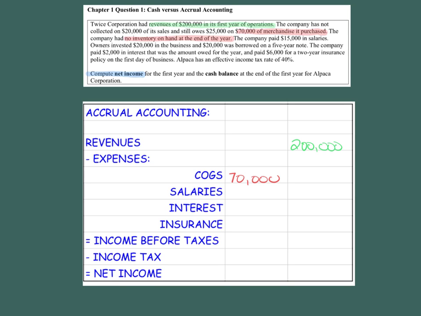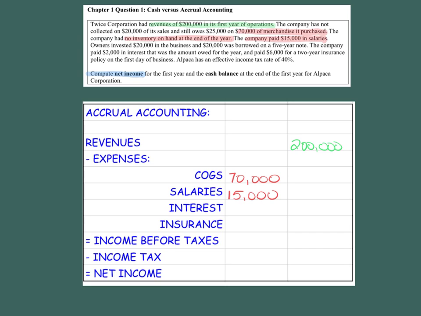Next, we see the company paid $15,000 in salaries. That will be another expense. Then we have the owners invested $20,000 in the business and $20,000 was borrowed on a 5-year note. Those are both balance sheet accounts that will not affect our income statement.